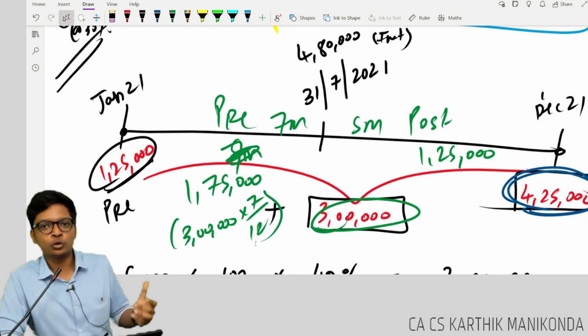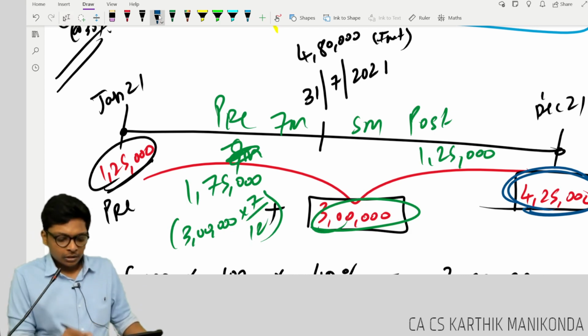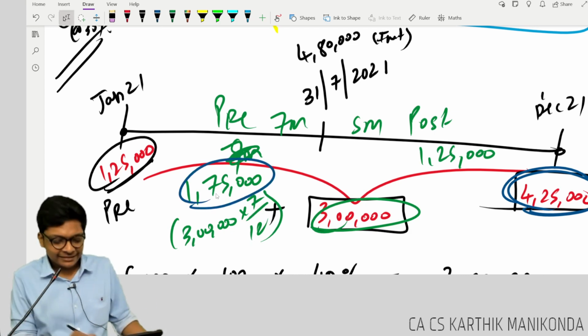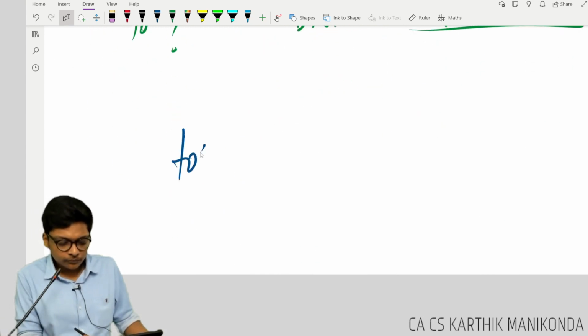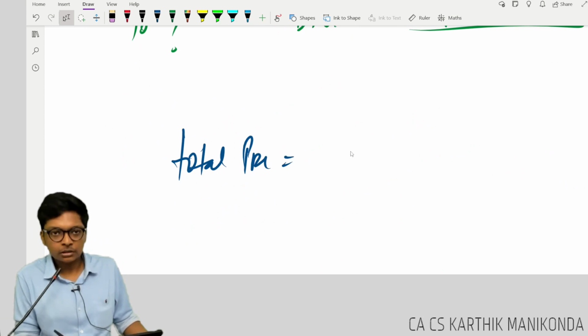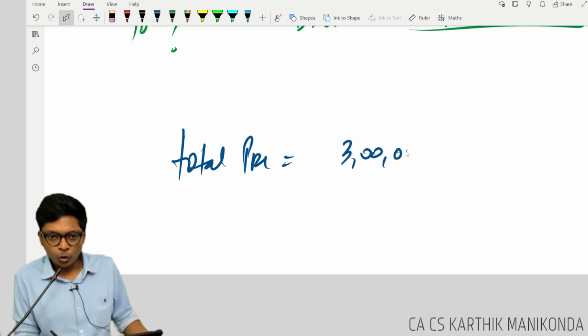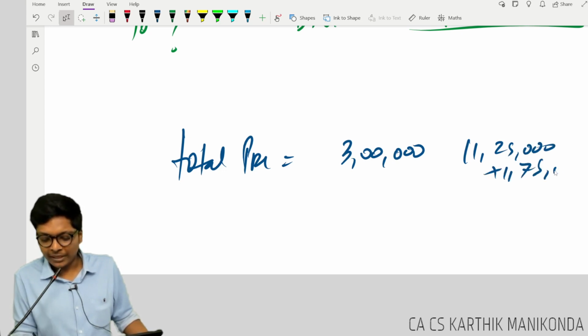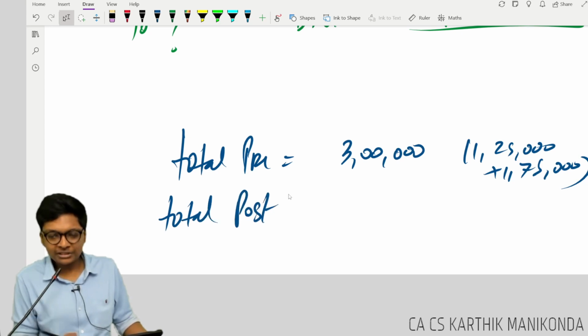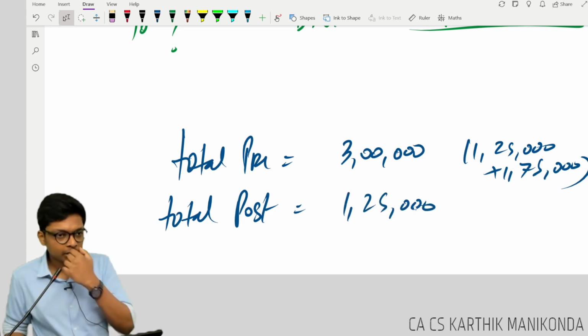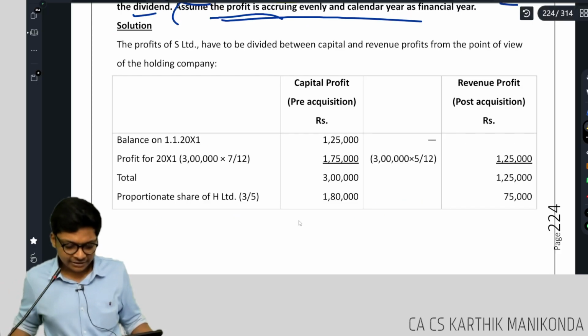How did into 7 by 12 come? You WhatsApp me, we will go to school, learn and come back. So 1 lakh 75. So what is my total pre, guys? 1 lakh 75 plus 1 lakh 25. So total pre is 3 lakhs, correct? Opening 1 lakh 25 plus current year 1 lakh 75. Total post is how much? 1 lakh 25,000. Are you following, guys? Let's check if that's how it's done.